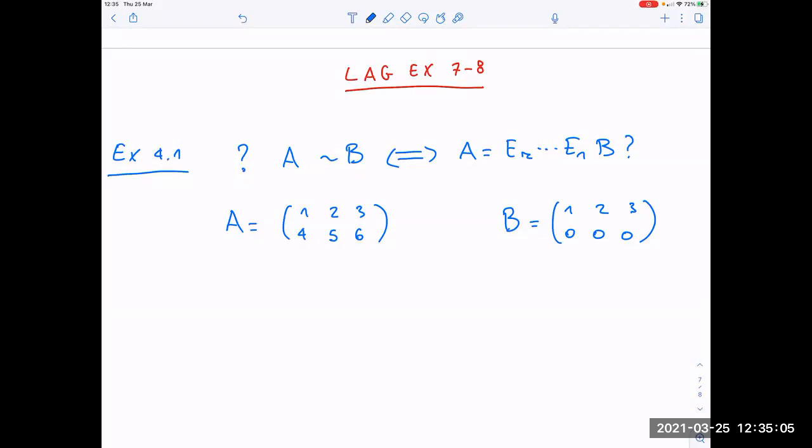Can we find these matrices E_r, ..., E_1 such that from B I obtain A? What do you think? Pascal Riaki says the answer is no. And let's see, I know it's difficult, but can you explain why the answer is no? Any one of you, Pascal Riaki or?